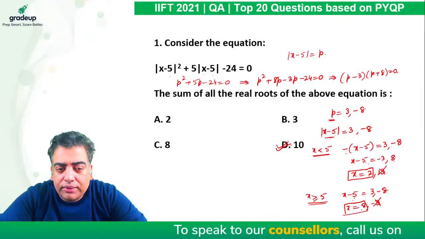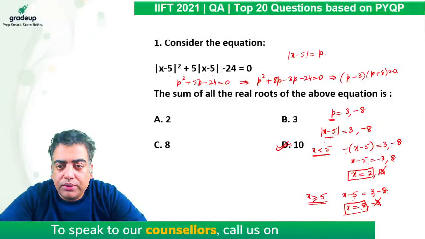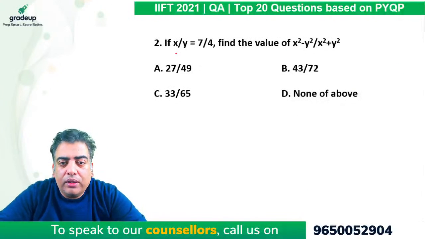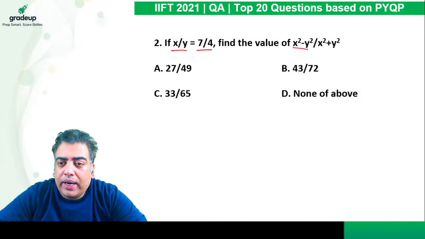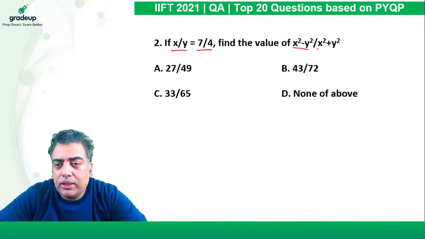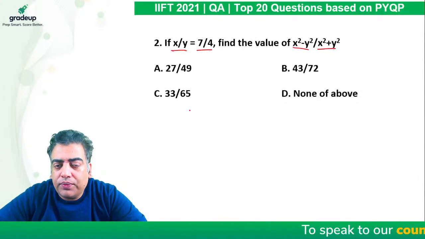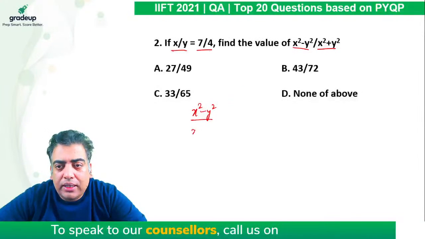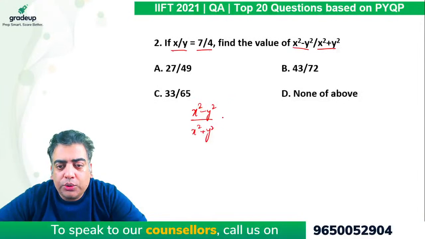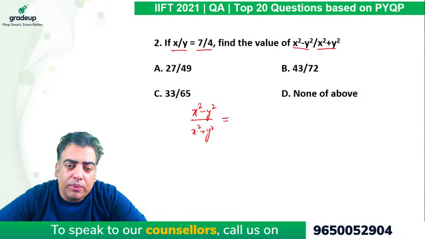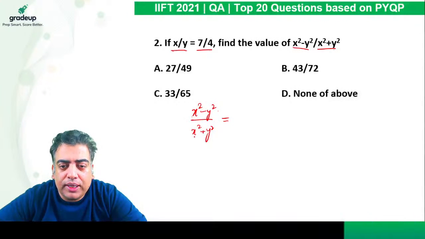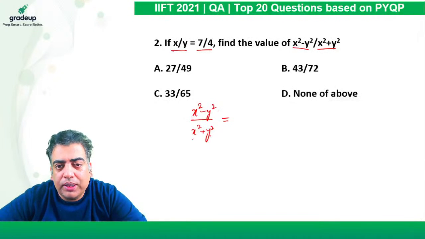Right, sir, Rishabh, right. So let's move on to question number 2. Here we are given the value of x upon y, which is 7 by 4. And we are required to find the value of x square minus y square divided by x square plus y square. In order to find this value, we just need to take y square common in the numerator and denominator. It will be resulting in x upon y whole square minus 1 and x upon y whole square plus 1.